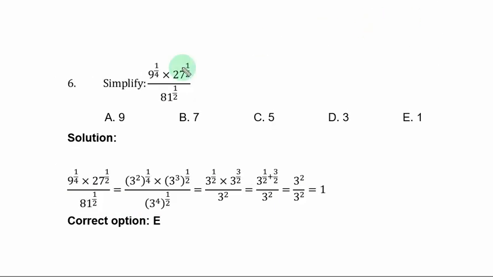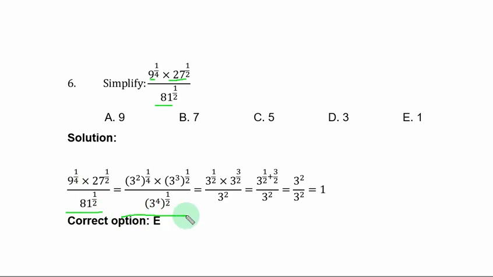Question 6. Simplify 9 to the power of 1 over 4 times 27 to the power of 1 over 2 over 81 to the power of 1 over 2. Solution. Looking at the bases 9, 27, and 81, you can express them to the lowest base of 3. You have it in this form.